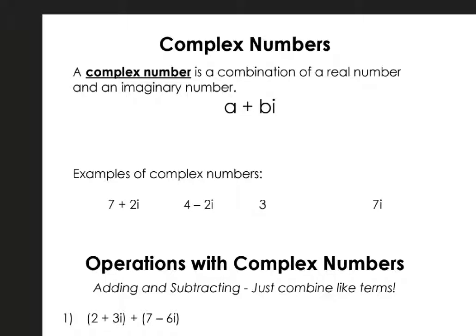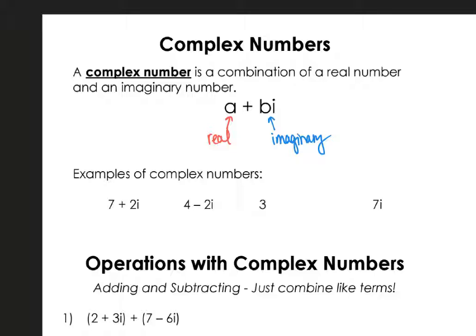All right, so a complex number is a combination of a real number and an imaginary number. Any number can be written as a complex number. It's composed of a real part. So a plus bi is the general way that we write it. A would be the real part, and then b times i would be the imaginary part.